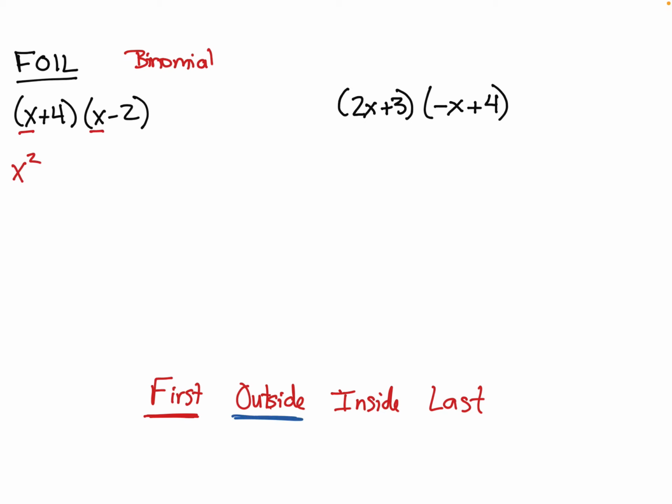So x times negative 2 gives me negative 2x. Then the next multiplication we're going to do is the inside terms, which in this case is 4 and x. So that gives me plus 4x, positive 4x. And the last multiplication we're going to do is the last 2 terms, which is 4 and negative 2 to give me negative 8. So you'll notice by the color coding that each term gets used twice, right?